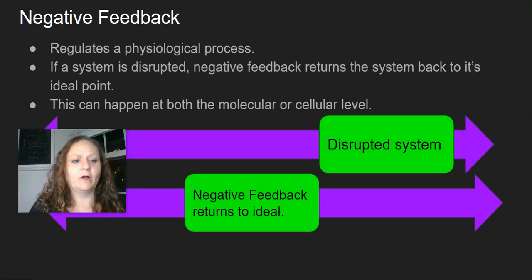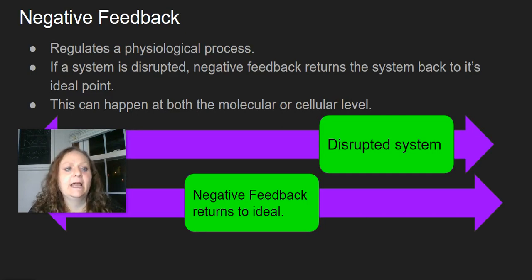Negative feedback is more of the traditional process that we think of when we think about regulating a physiological process. If a system's disrupted, the negative feedback's job is to return the system back to its ideal point. And this can happen at both the molecular or the cellular level. So if you look at these arrows that I have here, you can see in the top arrow, the system's been disrupted. The negative feedback actually sends out signals due to that disruption that will help return the system back to where it needs to be, back to that ideal.